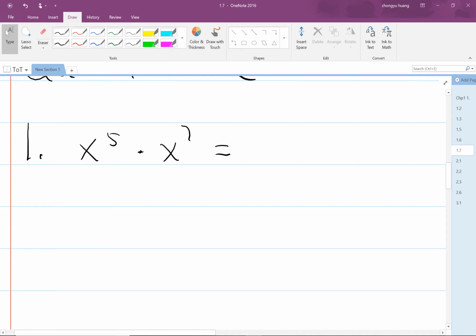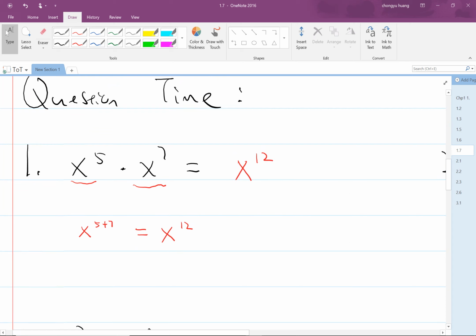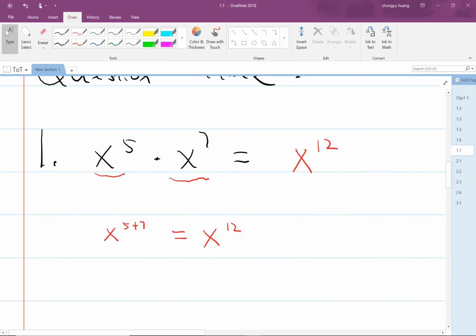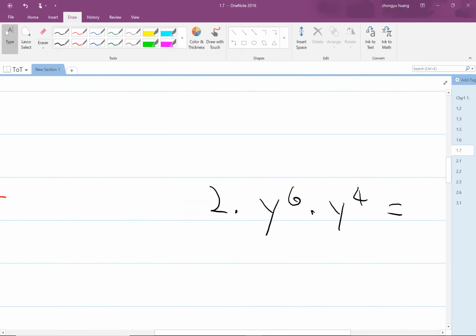The first one is x to the power 5 multiplied by x to the power 7. As the rule says, it's going to be x to the power 5 plus 7, so the answer will be x to the power 12. 5 plus 7 is 12, so we solved the problem. The answer is x to the power 12. Let's move on to the second question.